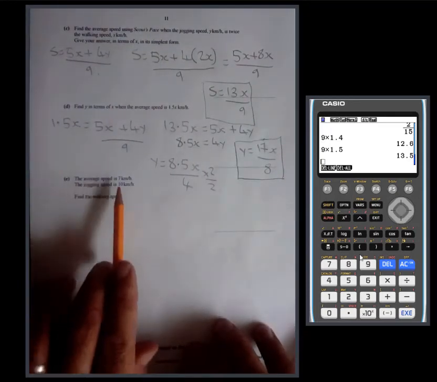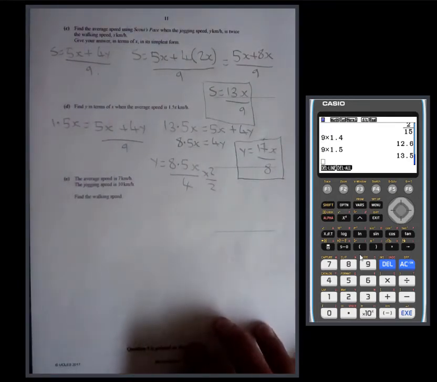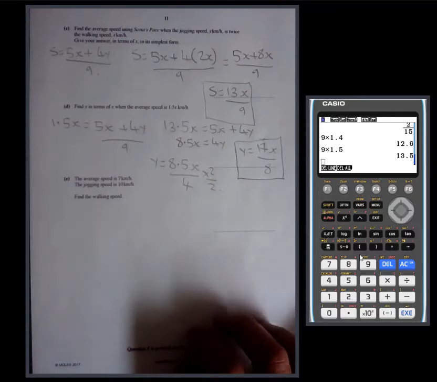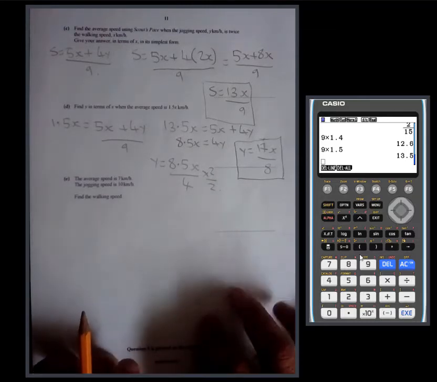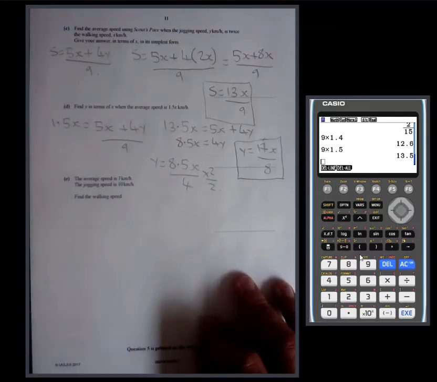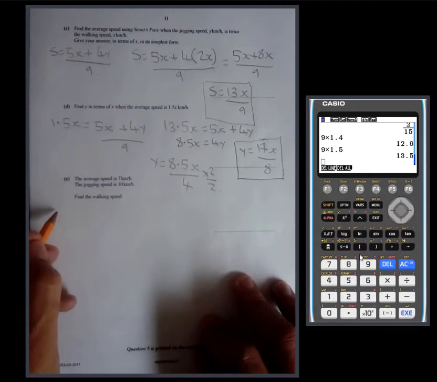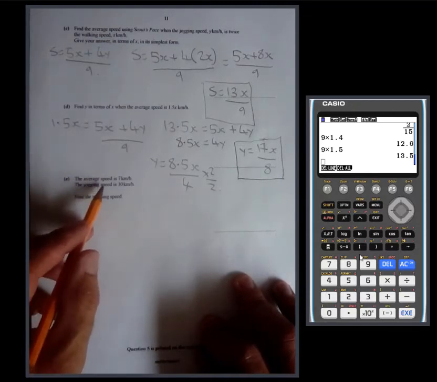The average speed is 7 kilometers an hour. The jogging speed is 10 kilometers an hour. Find the walking speed. So it gives us s and it gives us y. It doesn't give us x, so we need to solve for x. So s, we've been told, is 7.